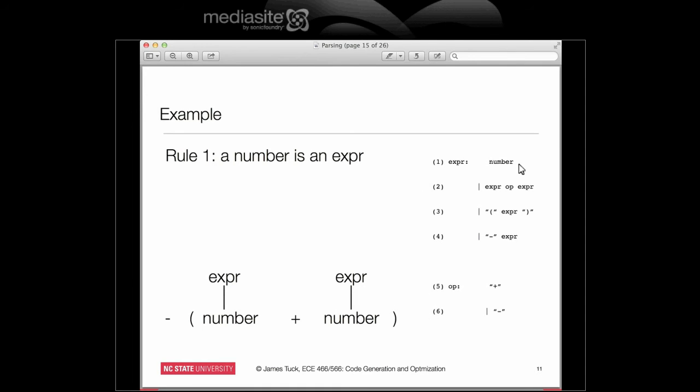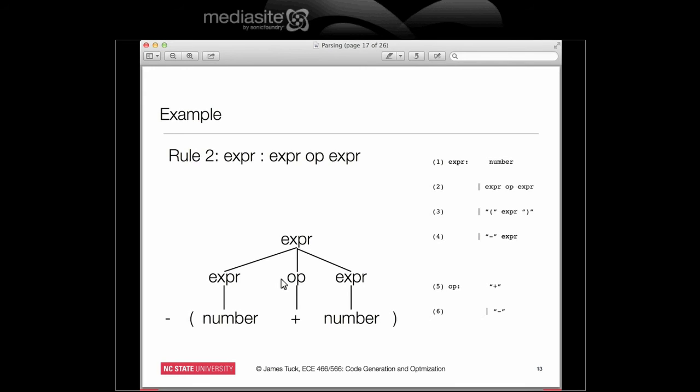So rule number 1 says a number can be converted to an expression. So in my drawing, I'm going to show number connecting to expression. In some ways that means I'm replacing number with a new rule that says a number is really just an expression. Likewise, I can apply rule 5, which says a plus sign is really an op. So I'll connect plus to this op symbol as I draw the parse tree.